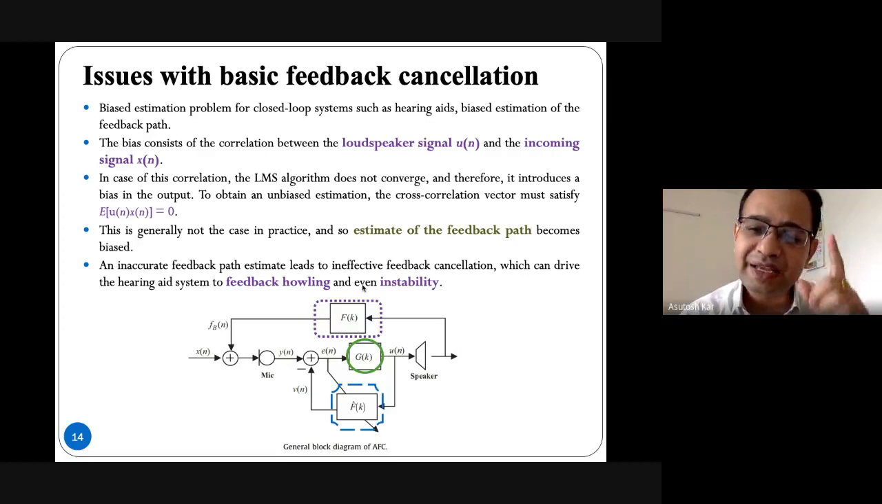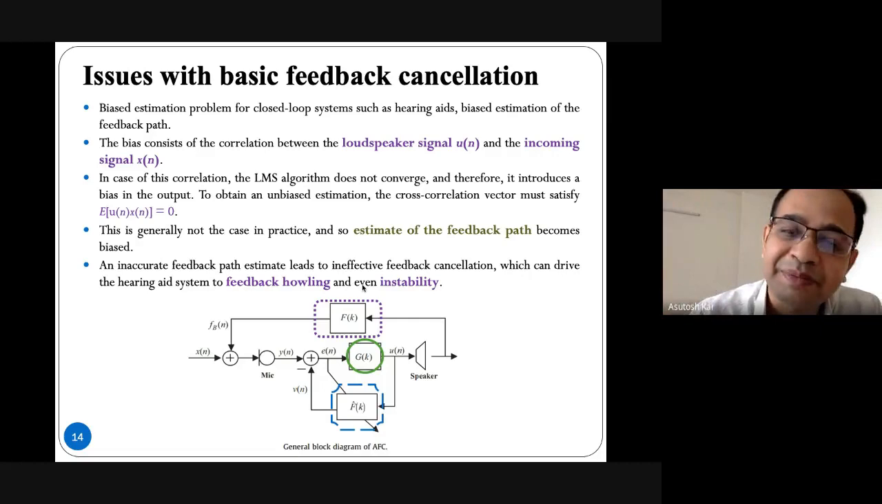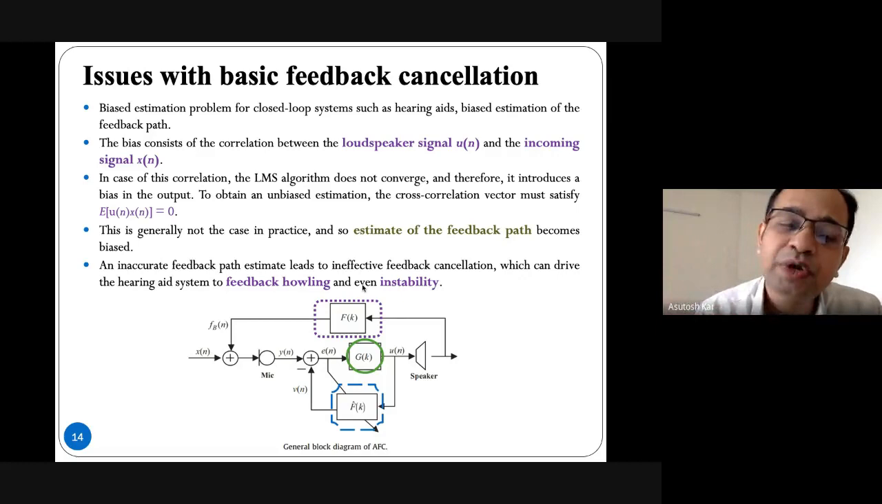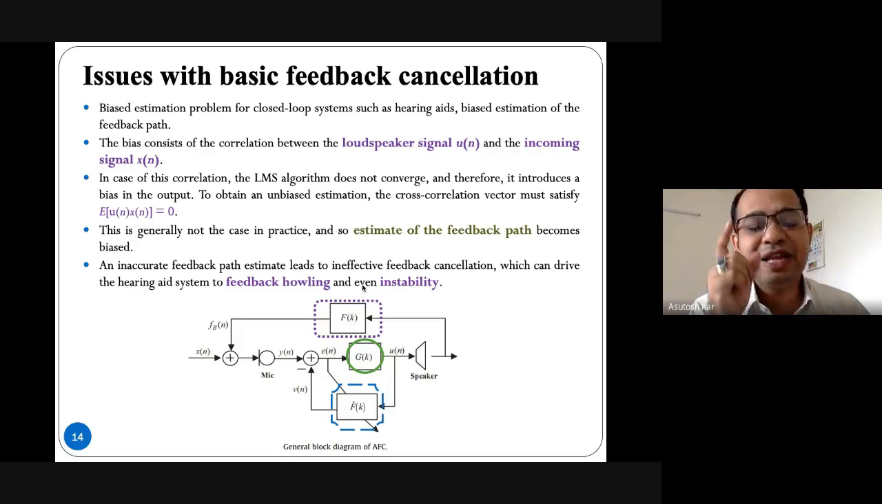What is that improvement? Let me tell you. In the basic feedback canceller shown below on the slide, some points are mentioned. I will not go through the points one by one to save time. I will directly tell you. Now you see the loudspeaker signal and the input signal. The correlation between them is called bias. This is not our amplifier biasing, common emitter, common base. That is something else. Here, in acoustic signal processing for hearing, the correlation between the speaker signal, that is u(n), the signal which goes to the speaker, and the input signal x(n), that correlation is called bias.